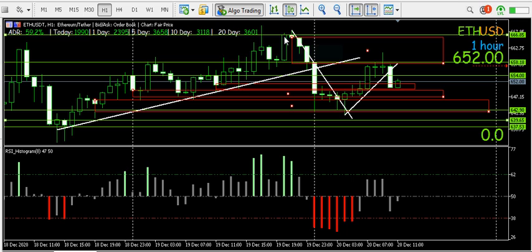So nice gap there and a complete mess below. Watch that RSI to give you an indication of what you want to be doing. The power is all to the upside.